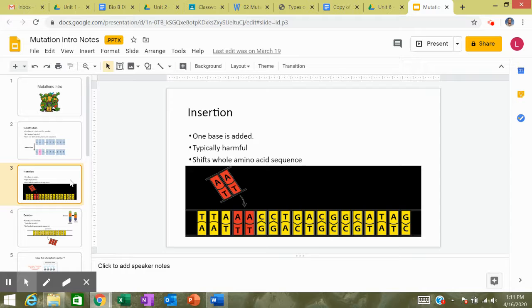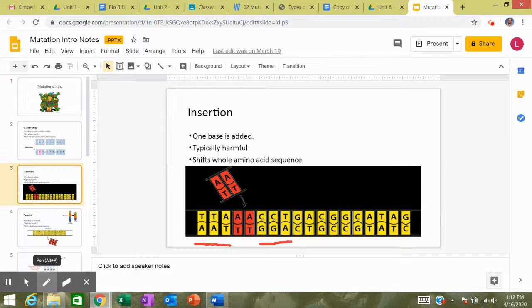The next one is called insertion. Insertion is inserting one base into something. This can be two bases, this can be three bases, but typically it is only one base that is inserted. This is typically harmful because it shifts the whole amino acid sequence. So originally, if you can picture this, I'll even draw it here. Originally, it went just AAT, and whatever that codon codes for, it was AAT, or UUA in your case for mRNA.